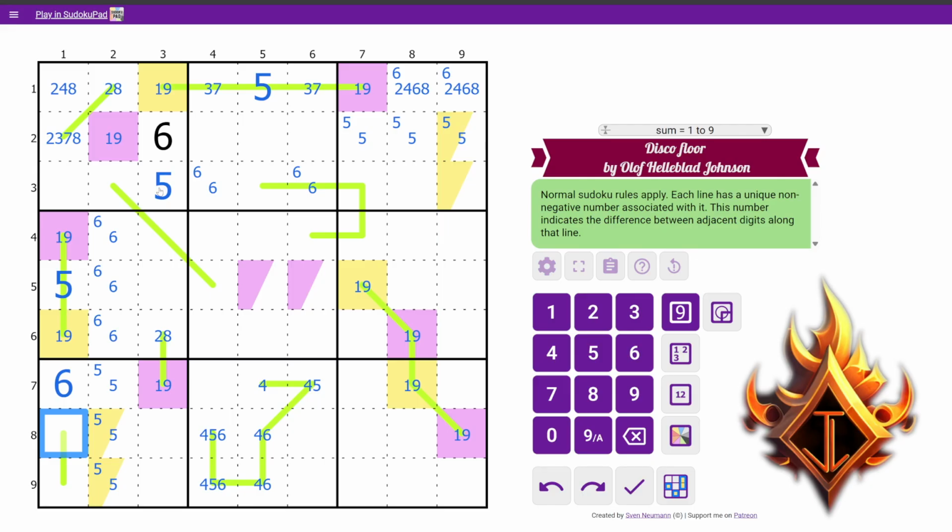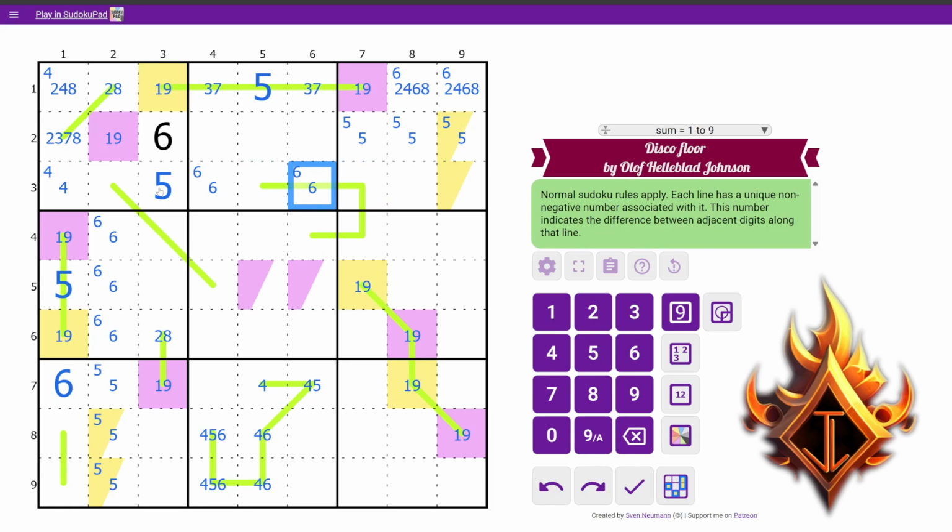Can 4 be on here? No, it cannot. So 4 is in none of these. 4 is either here or here. This has a low and a high on it. That's all I can say, I guess. 2, 3, 4, 7, 8. Yeah, that's all that's left. Alright.